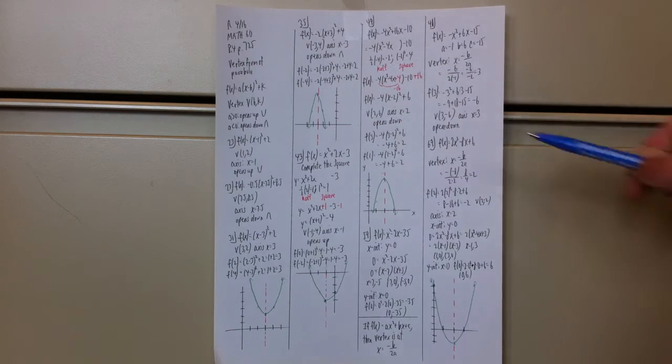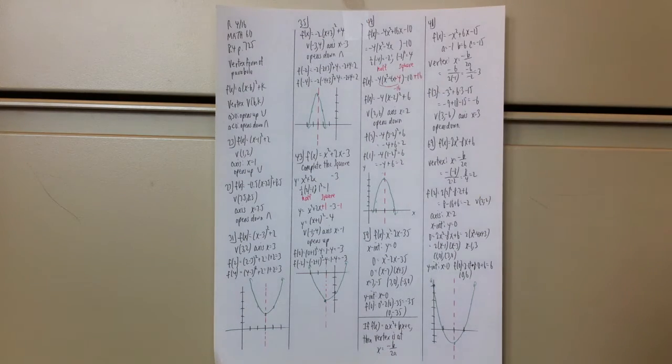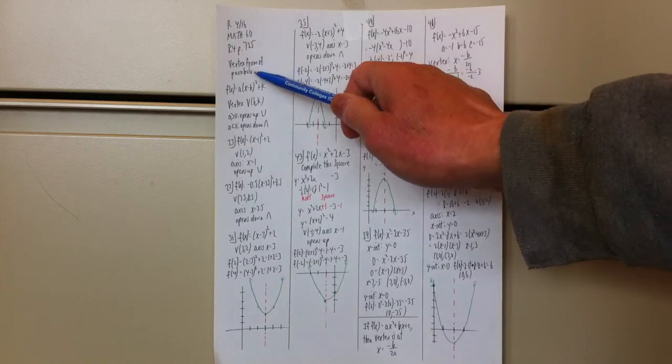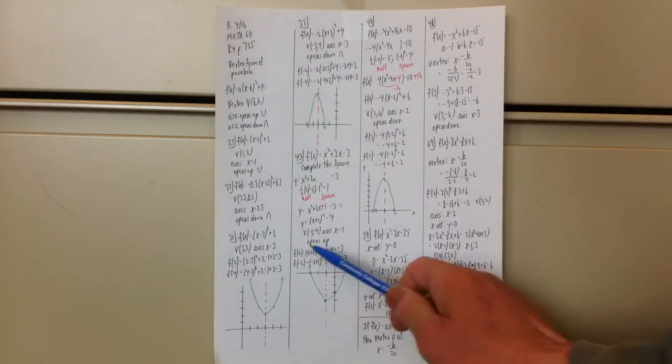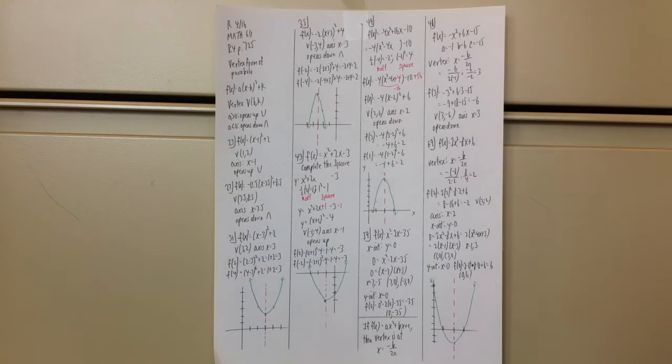These are notes for Melham's Math 60, Thursday, April the 16th, section 8.4, page 725. We are graphing quadratic equations. They're going to be something called parabolas. The parabolas will either open up or down, be U-shape or upside down U-shape.